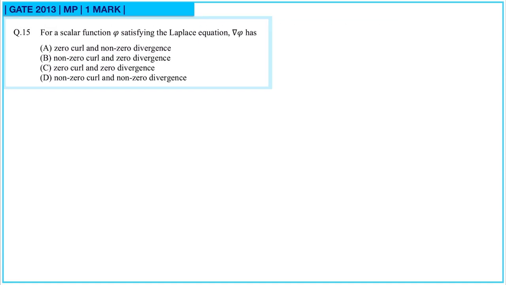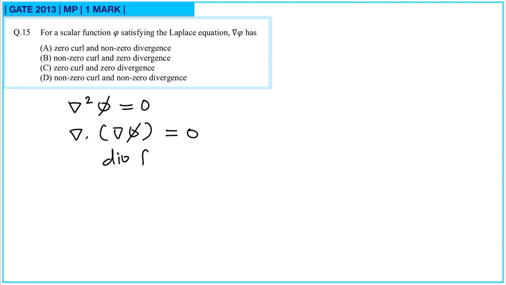For a scalar function phi satisfying the Laplace equation, del phi has. Now if it is a scalar function which is following Laplace equation, and Laplace equation is del square phi is equal to 0. This is equal to del dot of del phi is equal to 0. So this is divergence of del phi, so divergence of del phi is equal to 0. And curl of gradient is always 0. So it is having 0 curl and 0 divergence.